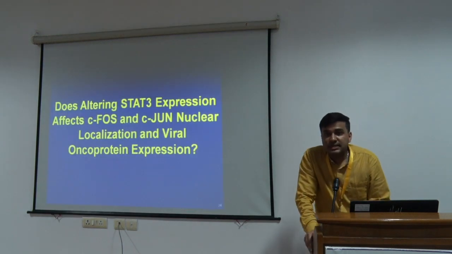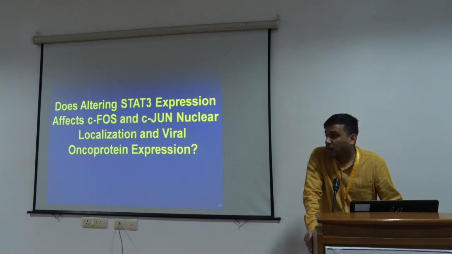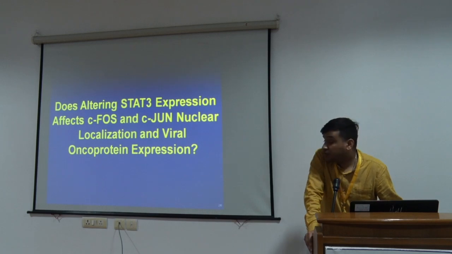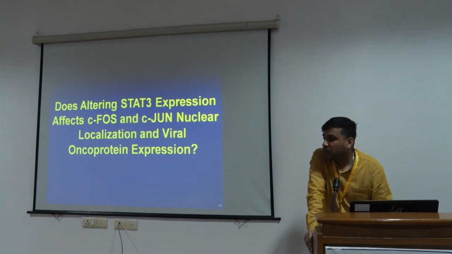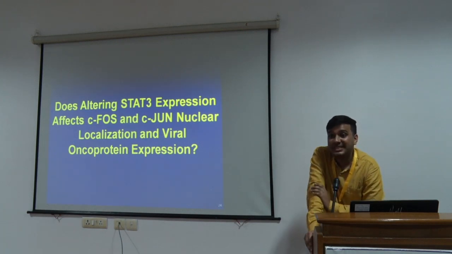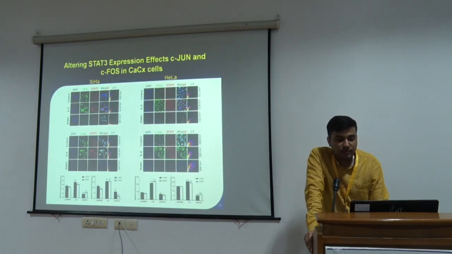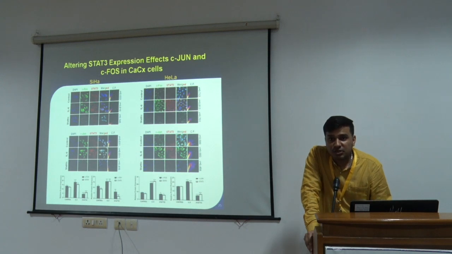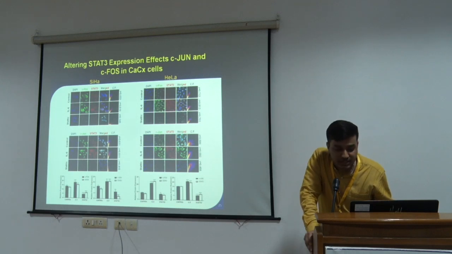The other question arises: what if we alter the expression of this STAT3? Are these oncogenic transcription factors CFOS and CJUN also getting altered? And what about the localization? What about the expression of the viral oncogenic proteins that we are talking about, E6 and E7? So for that we did ICC, immunocytochemistry, and we found that on increasing the expression of STAT3 by the introduction of this IL-6, there was an increase in the expression of CFOS and CJUN in HeLa and CHA cell lines.